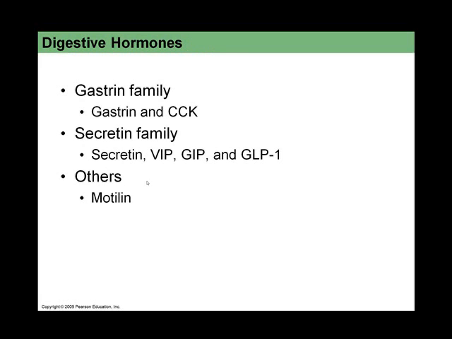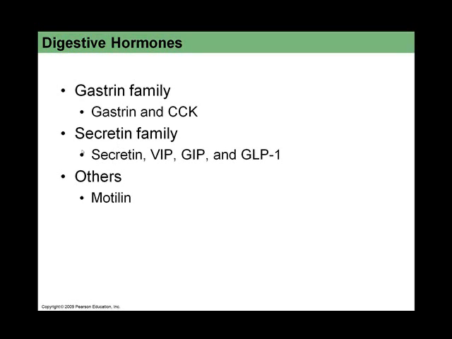I refer you to the table in the textbook to study more details on these digestive hormones. I was hoping that the table would be included in this slide, but for the sake of time, we'll just refer you to the outside source to look at more detail. So there's the gastrin family, which includes gastrin and CCK, which is cholecystokinin. So the "chole" makes you think of bile. "Cyst" is the gallbladder, and "kinin" means to make it move, so cholecystokinin.